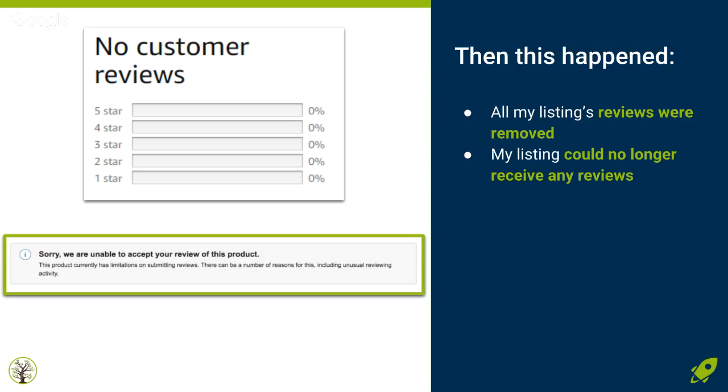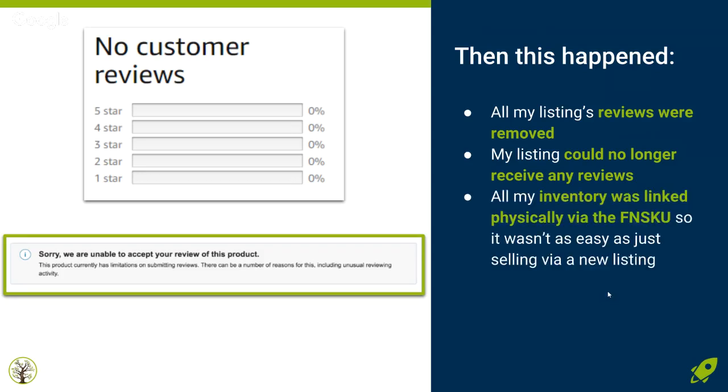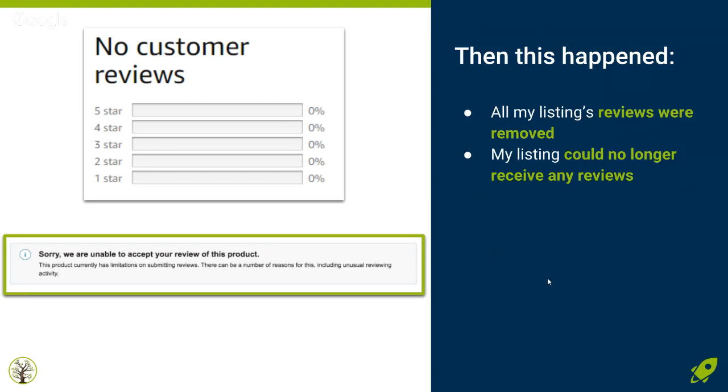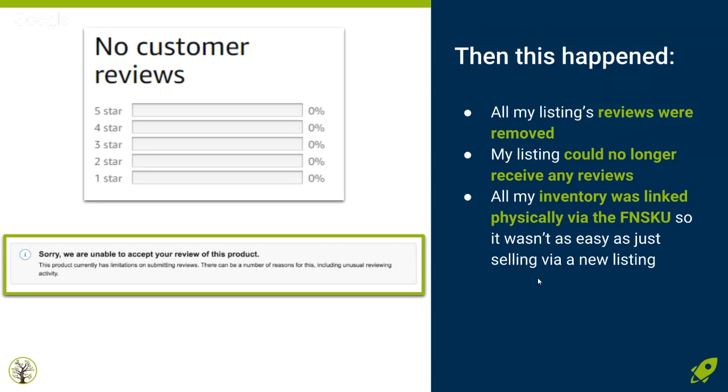It's just sitting there and you can't move. So a lot of people in this situation often recommend, oh, well, why not just put the inventory under a new listing? But the problem lies in that all that inventory is linked physically because it has the FNSKU, which is linked to a specific listing. So it's very difficult. You can't just chop and change those listings. You would have to remove all the inventory and send it all back in order to actually do that and have it under a different listing.